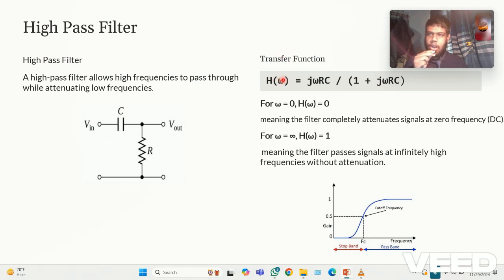Transfer function of high pass filter is j omega RC by 1 plus j omega RC. When the omega equal to 0, the transfer function of high pass filter is equal to 0. When the omega equal to infinity, the transfer function is equal to 1. Here we can see the graph of high pass filter.